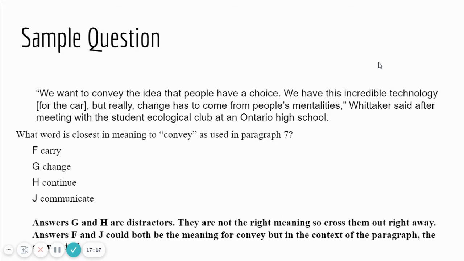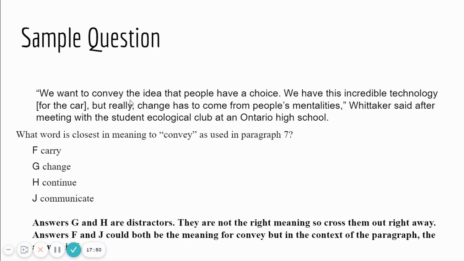This kind of question appears on the test all the time, and this is a background knowledge one. So I'm going to go back to paragraph 7 specifically, which is the only one that I've given you. And I'm going to look at my options. So I've got convey. So I'm going to look for where it appears. We want to convey the idea that people have a choice. Okay, so we want to carry the idea that people have a choice. Can you carry an idea? I'm not so sure. Not really.